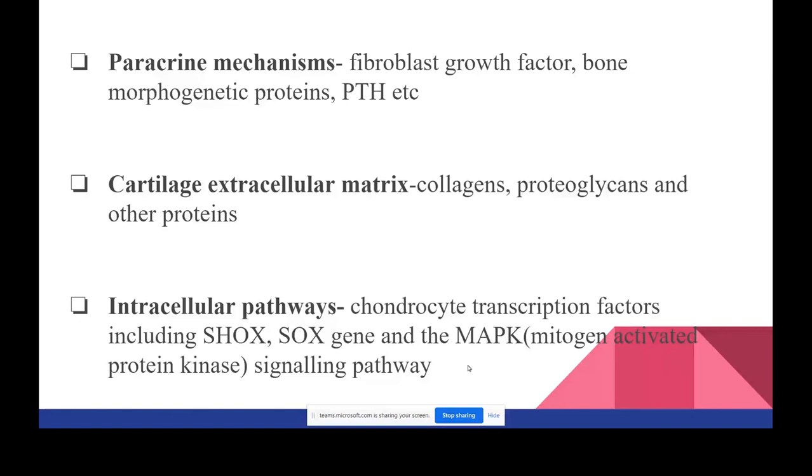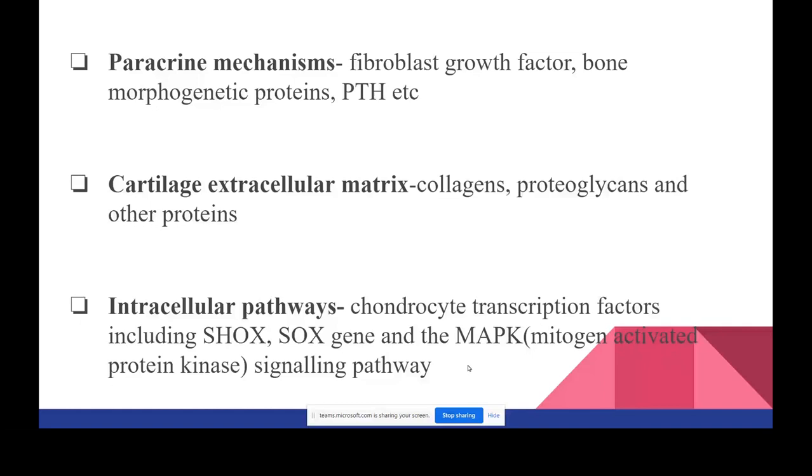And the cartilage extracellular matrix, again the same skeletal dysplasias. Collagen, proteoglycans, and other bone proteins: if there is an imbalance of those proteins, they also tend to be short. And then the other one, hopefully a newly developing field, intracellular pathways.